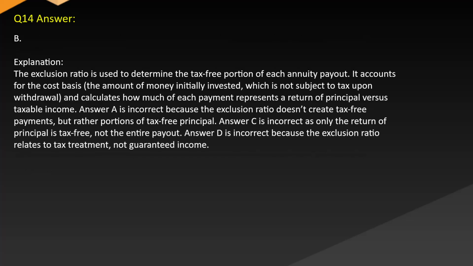Answer B. Explanation. The exclusion ratio is used to determine the tax-free portion of each annuity payout. It accounts for the cost basis, the amount of money initially invested, which is not subject to tax upon withdrawal, and calculates how much of each payment represents a return of principal versus taxable income. Answer A is incorrect because the exclusion ratio doesn't create tax-free payments, but rather portions of tax-free principal.